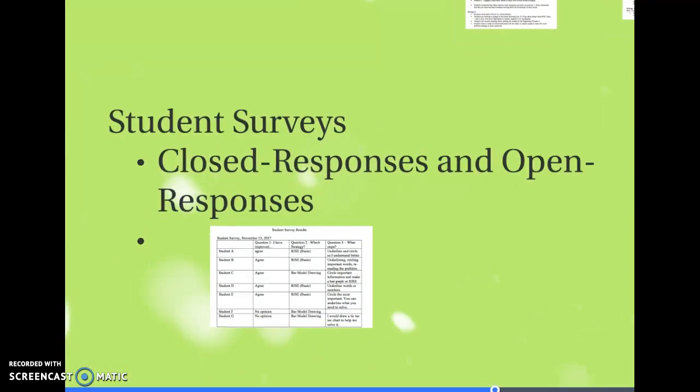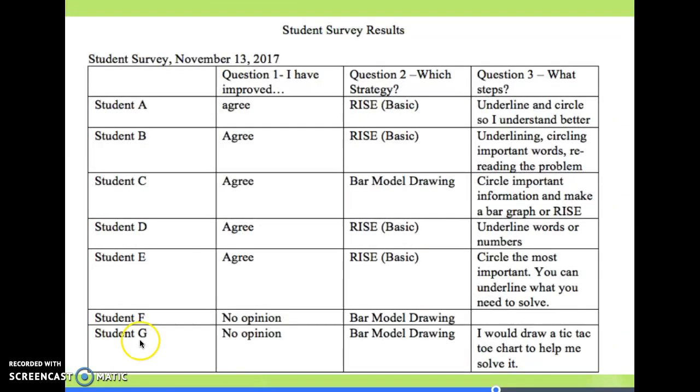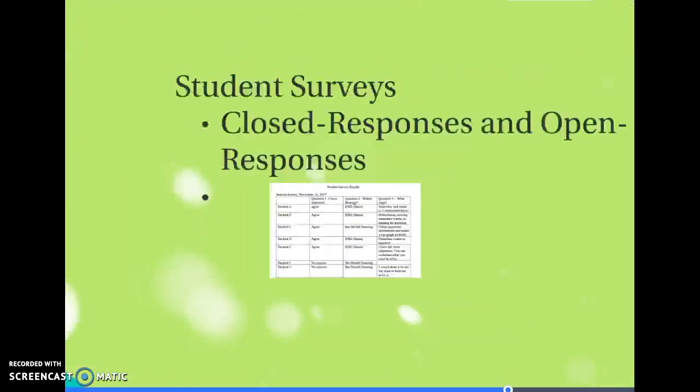And I also looked at the student surveys to determine whether or not students believed they had improved or which strategy seemed most helpful, and then the written down open-ended response of what skills they'll carry forward.